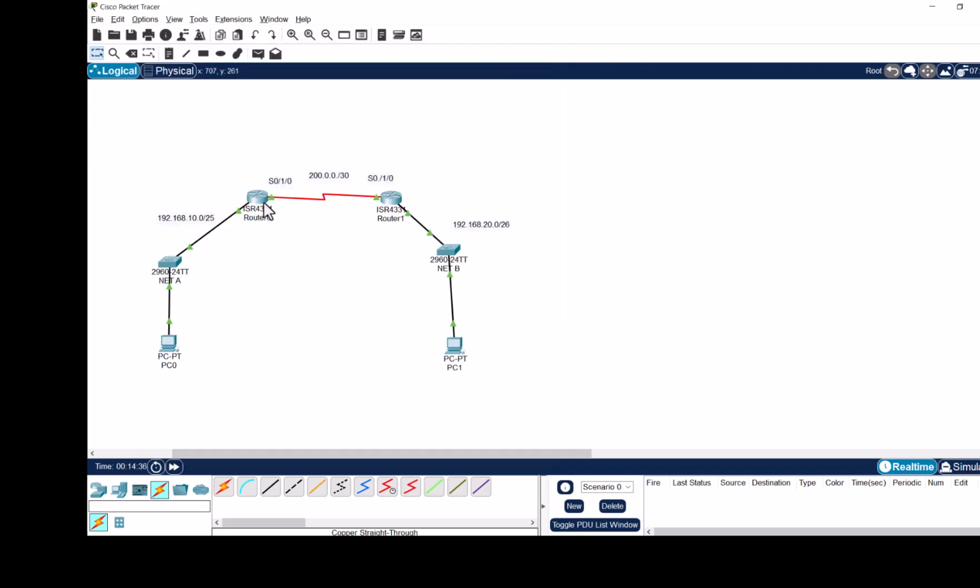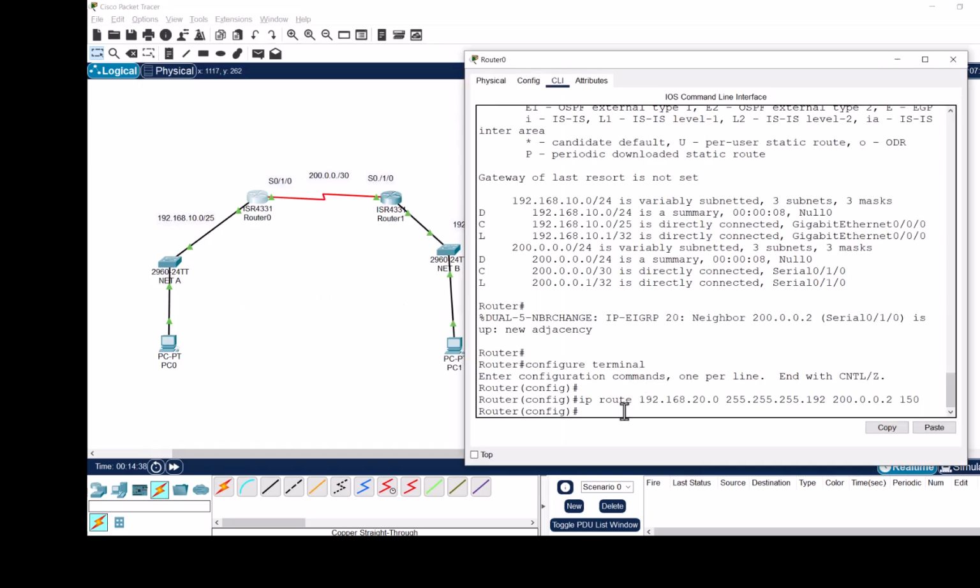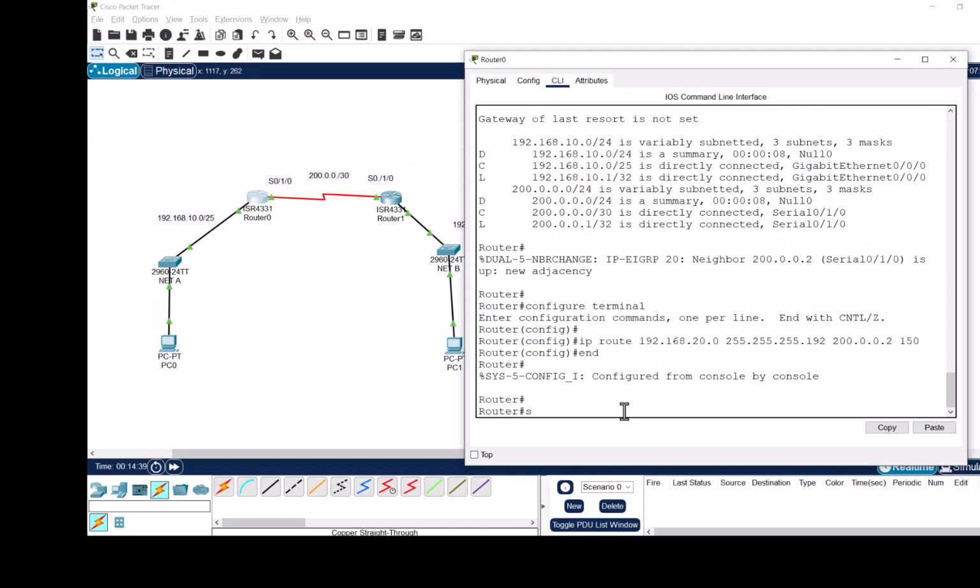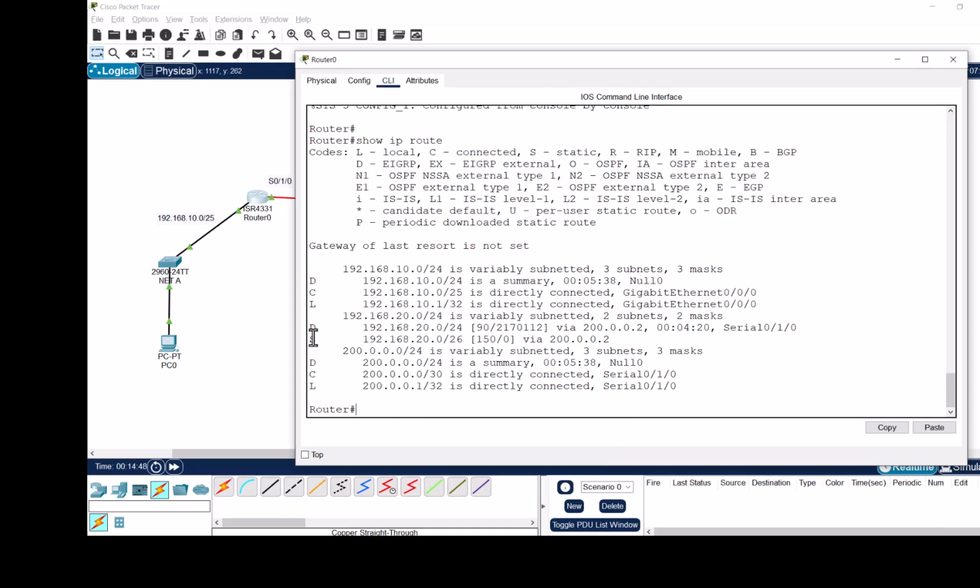So now, if I go to our routing protocol, either of them, and show IP route, okay, I see here the static route, but administrative distance is what? 150, while the EIGRP is 90. So which one is going to be used? The 90. I see also, let us see this one, another one here. So the EIGRP administrative distance is 90, and this is the one that's going to be used.